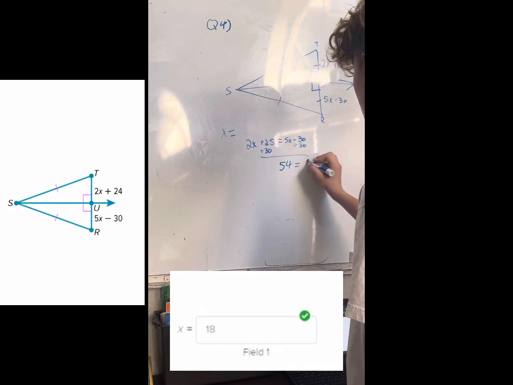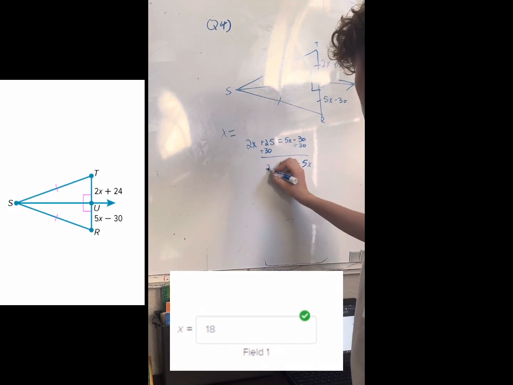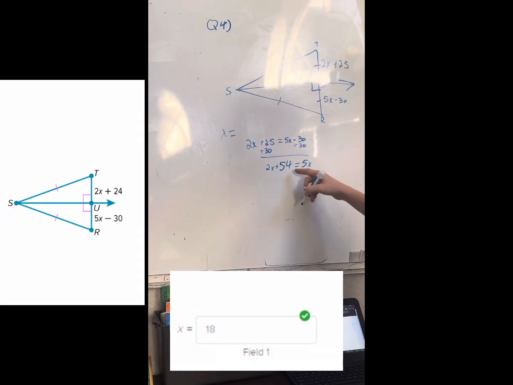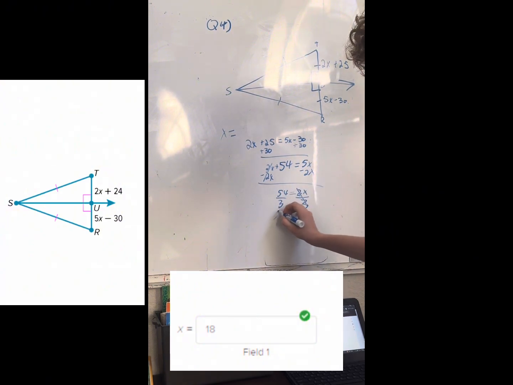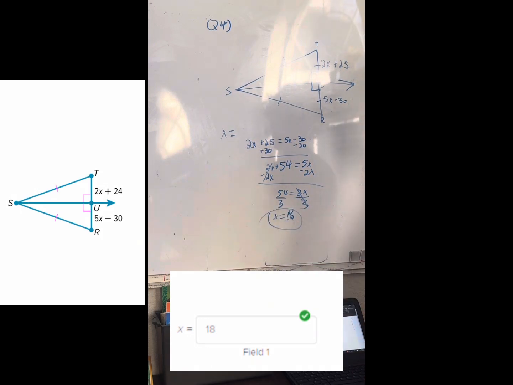And that'll be 2x plus 55 equals 5x. Minus 2x both sides, you got 55 equals 3x. And 54 divided by 3 equals 18. So your final answer for that is x equals 18.